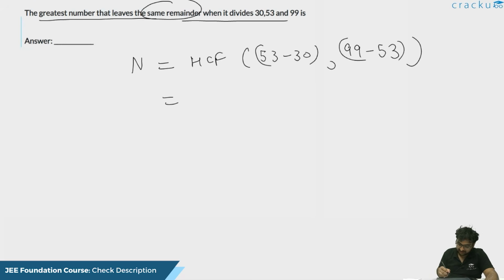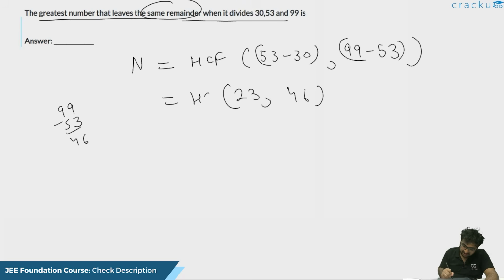So it would be what? 53 minus 30 is what? 23. And what is 99 minus 53? 99 minus 53 is 46. So 46. So the highest common factor of these will be equal to the greatest number.